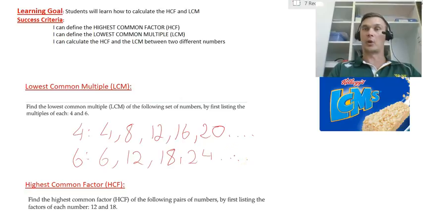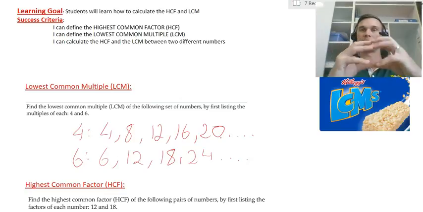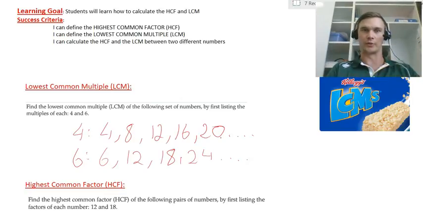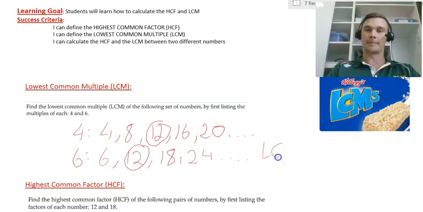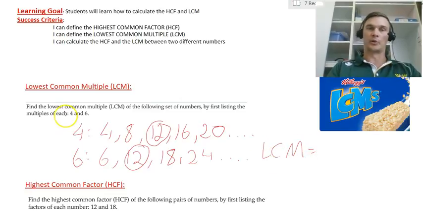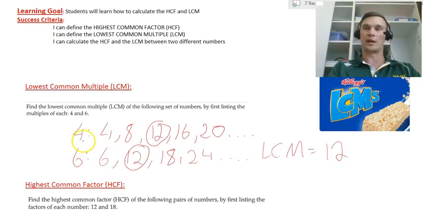Now we're finding the lowest common multiple. So the way that you do that is you look through your list of 4 and 6 and you want to find the lowest number that matches between the two. So it's not 4 because this one doesn't have 4, it's not 8, this 6 doesn't have 8, but we do notice that we have 12 here and also 12 here. So our answer for this first question is that the LCM between 4 and 6 is 12. So the lowest common multiple between these two numbers is 12. And that's how you find the LCM.